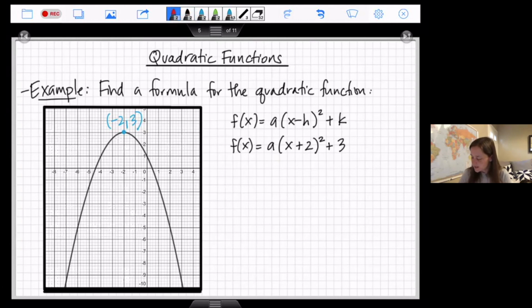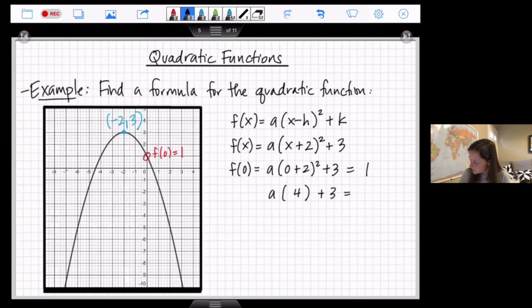So if I plug in x equals 0, then I better get that f of 0 is equal to a y coordinate of 1. Okay, that's what the graph has. So I'm going to plug in f of 0 into my formula thus far. So that's a(0 plus 2) squared plus 3. And then I know that that has to be equal to 1. If it doesn't equal 1, then I've got the wrong formula for this particular parabola. Right? So let's simplify this a little bit. I'm going to do 0 plus 2 is 2, squared is 4, so 4a plus 3 equals 1.